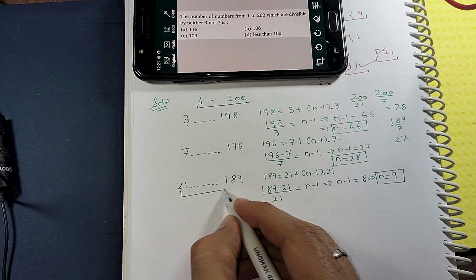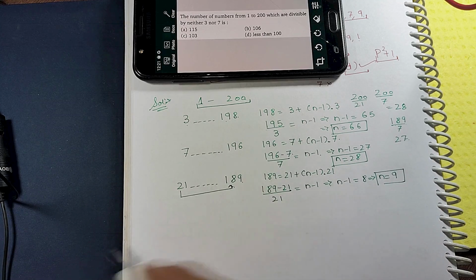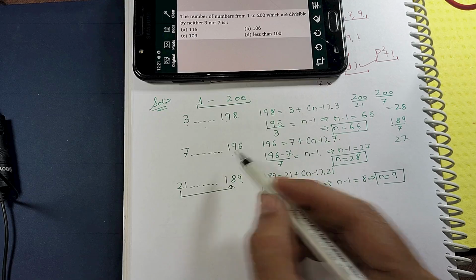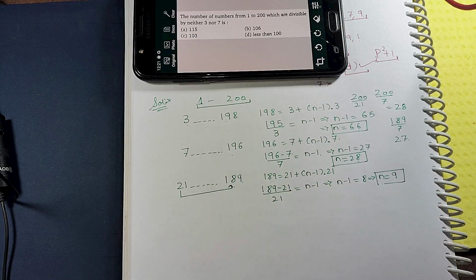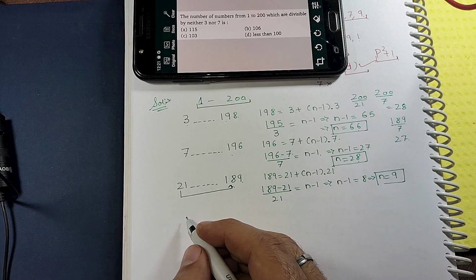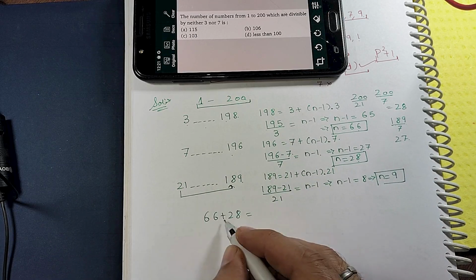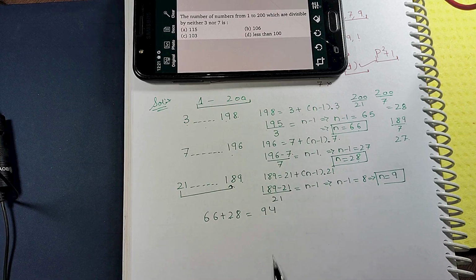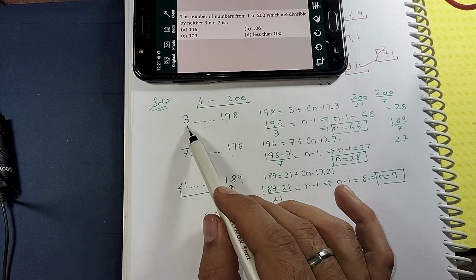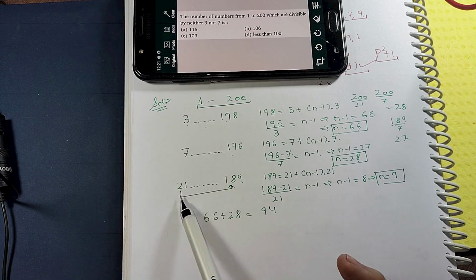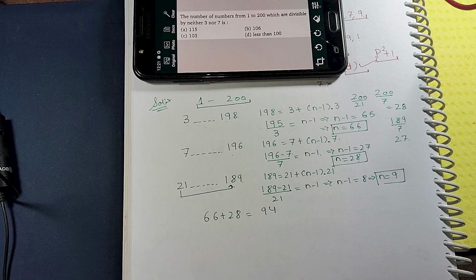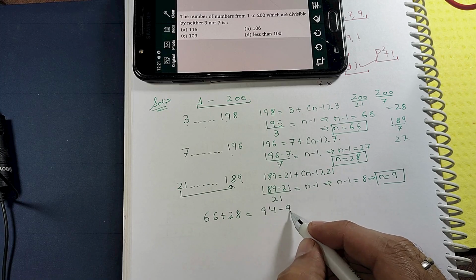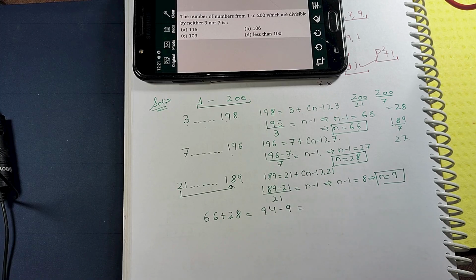Why did I calculate 21 also? See, in the series we have calculated 66 are divisible by 3 and 28 are divisible by 7. So that adds up to 66 plus 28, which is equal to 94. Now out of these numbers there will be numbers that are divisible by both 3 and 7, and those will be divisible by 21. So we have taken those into consideration 2 times. So I need to cancel this 1 time. So 94 minus 9 is equal to 85. Now these are the numbers which are divisible by 3 or 7.